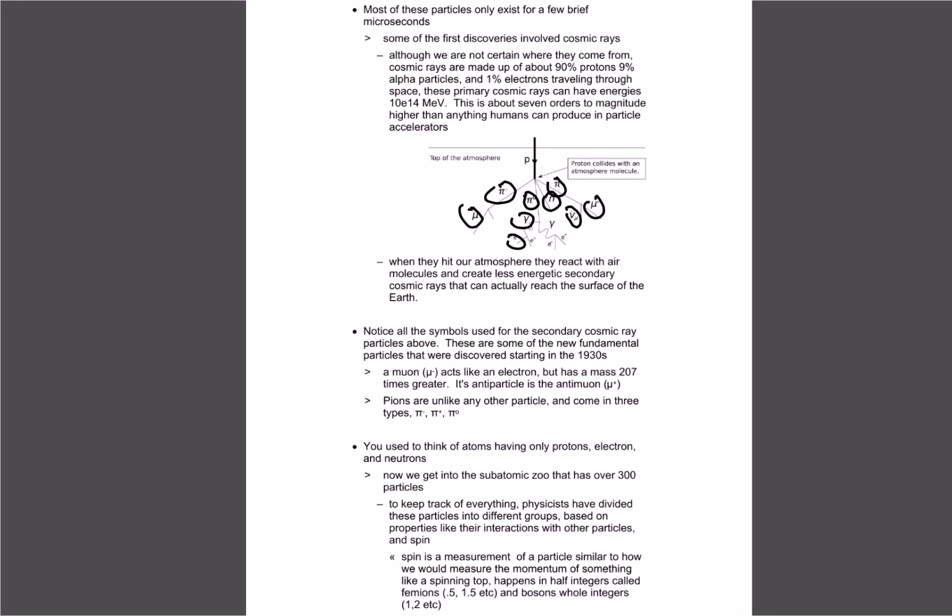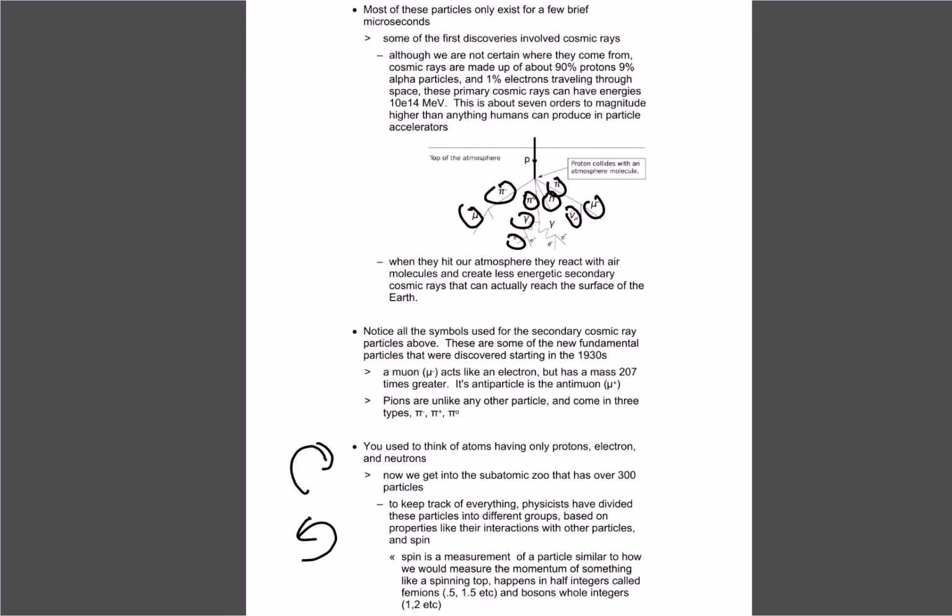But now, with all these extra particles, we actually get over 300 different types. So to keep track of everything, they broke them into different categories based on things like positive and negative, but also on how big they are and how they spin. You can think of these things spinning clockwise or counterclockwise, so that breaks it up. And also whether they spin in whole numbers or half numbers and so on.